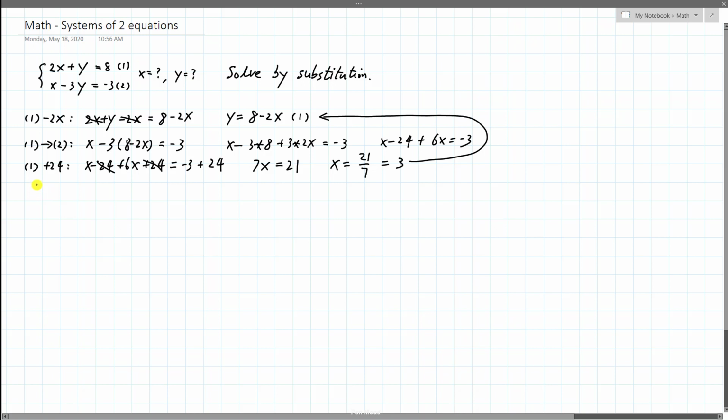Let's say that this is still, let's see. Okay, I think I should say equation 2. This is equation 2. So this still is equation 2. So equation 2 back into this equation 1 in this form. So you have y equals 8 minus 2 times 3. So 8 minus 6, y is equal to 2. So now my solution, x is 3, y is 2.